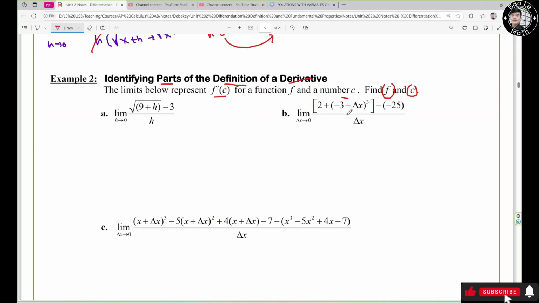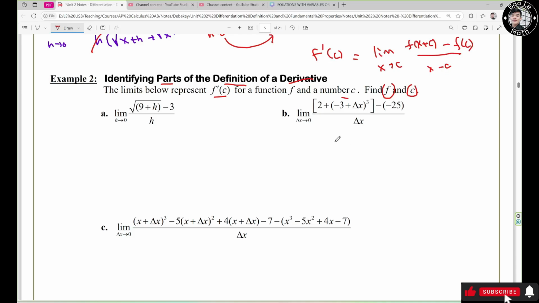We know that f prime of c equals the limit of f of s plus c minus f of c over s minus c when s approaches c, right? This is the first formula.